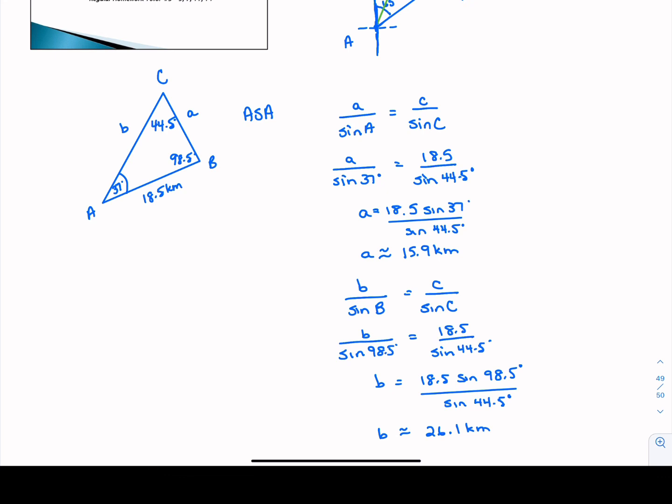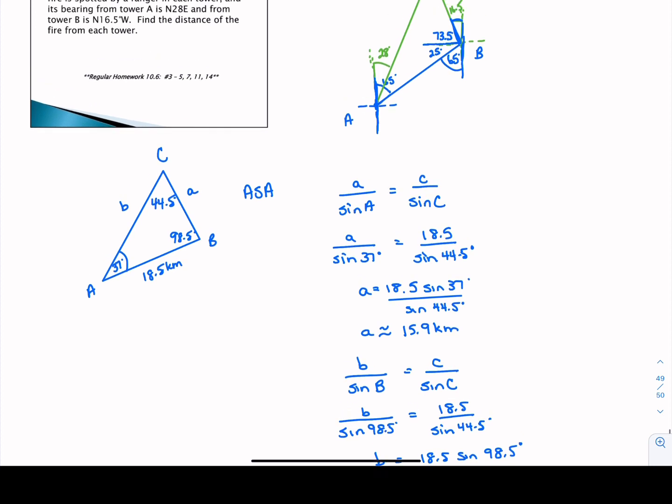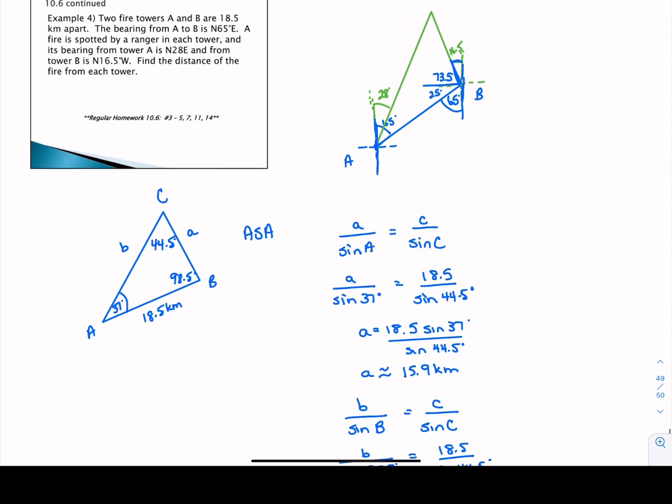So sometimes the information that you need to utilize in order to solve bits and pieces of these triangles requires a little bit of angle manipulation, just like we had in this application. So make sure you have a look at these homework questions and practice finding some of those missing angles. The homework questions we've chosen here are very specific, so please practice numbers 3 through 5, 7, 11, and 14. And again, this is just practice using sine and cosine laws.